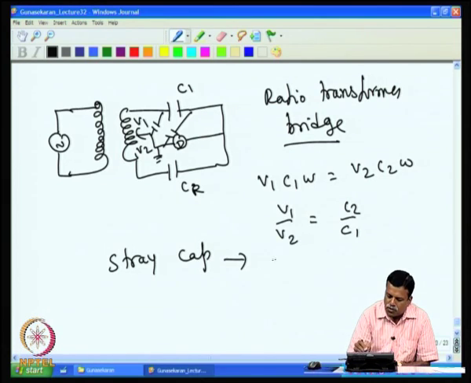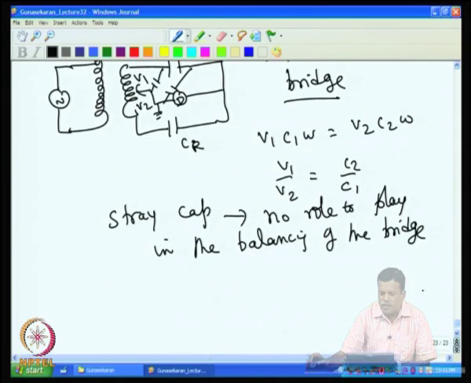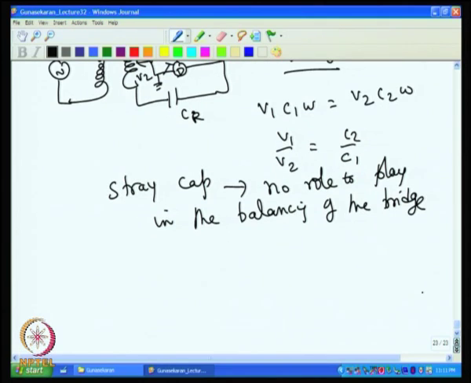Stray capacitance has no role to play in the balancing of the bridge. So, it is very accurate. However, balancing the bridge is the main issue. So, that is why this is not very convenient for instrumentation work.